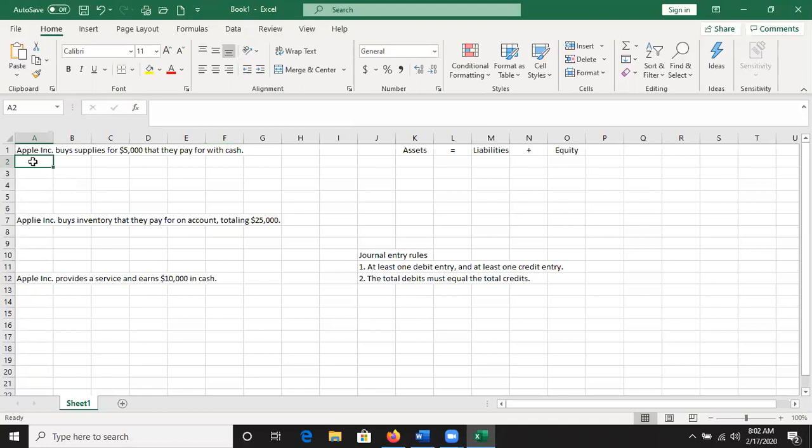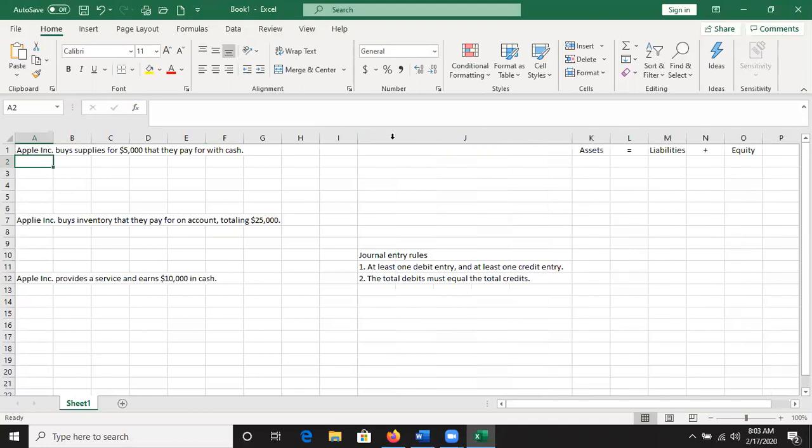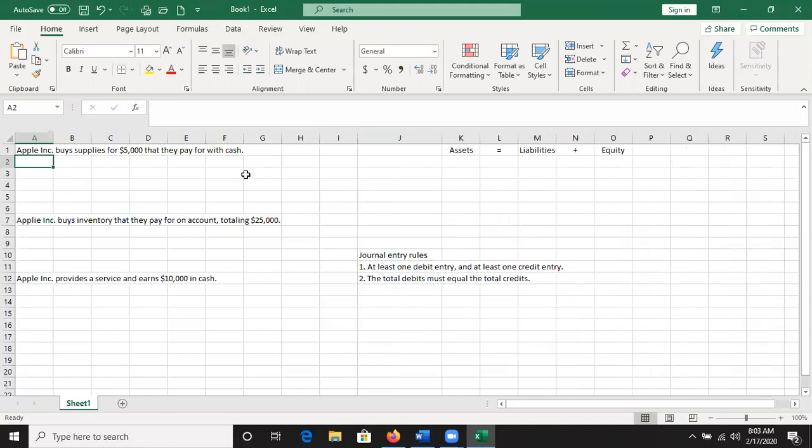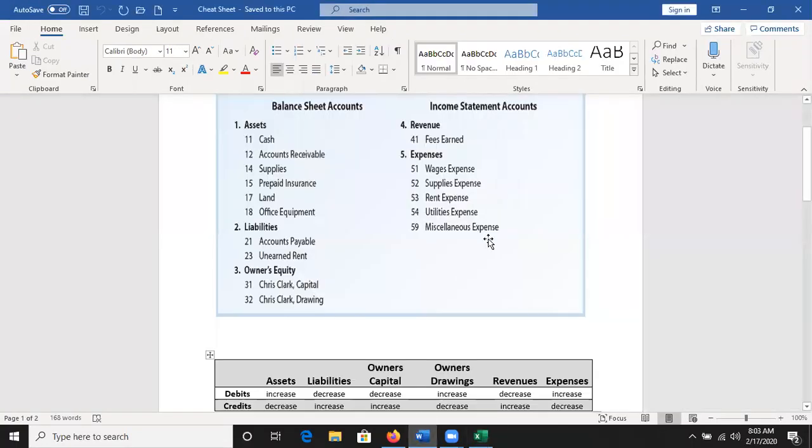Whenever you see a transaction, your first thought should be, what accounts are affected by this transaction? What specific account titles? I'm not saying assets, liabilities, or equity. I'm saying specifically, is cash affected? Are accounts receivable affected? Is revenue affected? Is wages expense affected? So the best way to do this, until you're comfortable with the accounts, is to look at this cheat sheet.